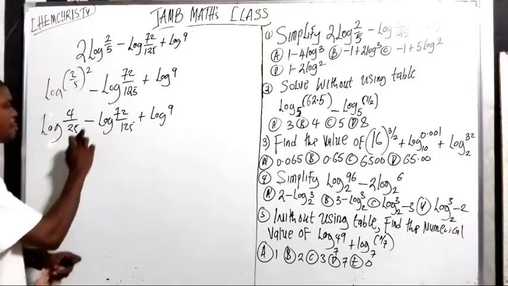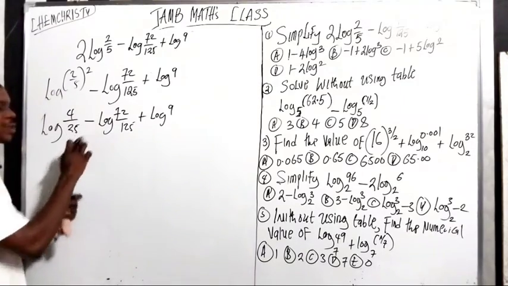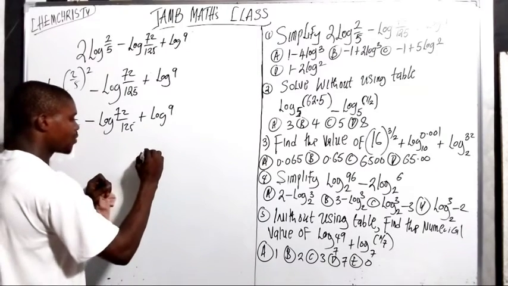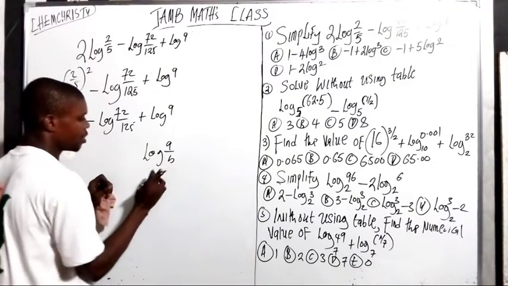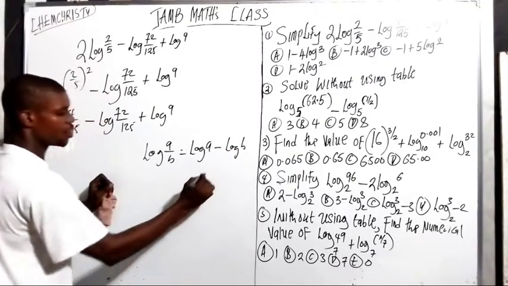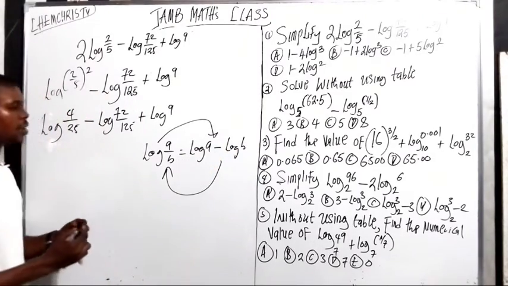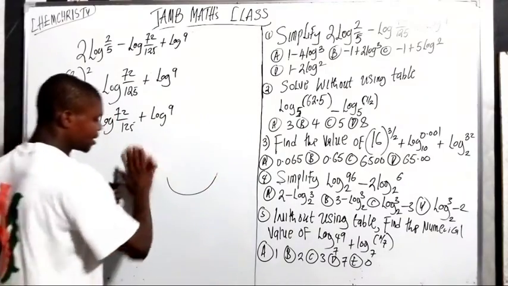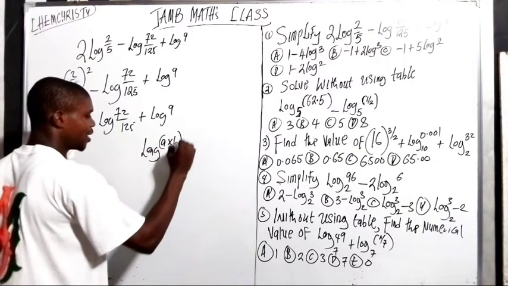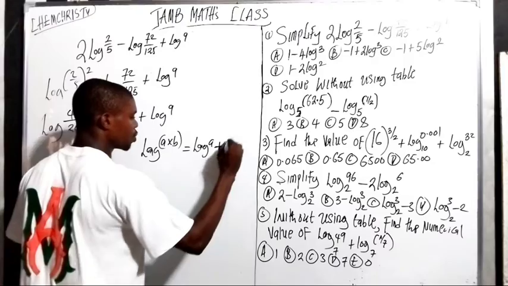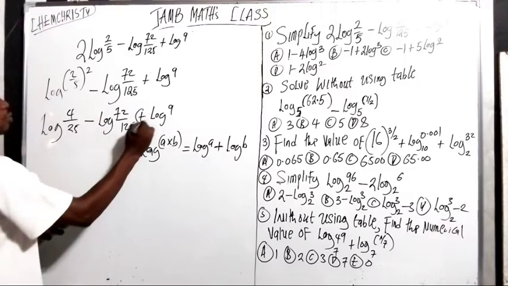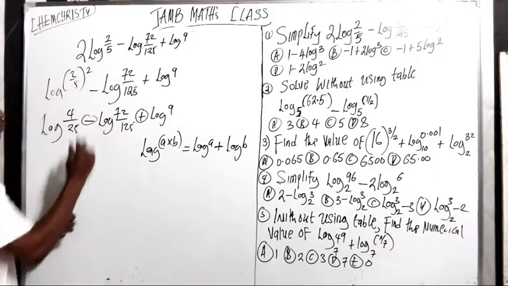Now in logarithm, when you're combining them together, minus means division, plus means multiplication. Do you understand? Because log A over B is the same as log A minus log B. So this is also the same as this one here. And if you have something like log A times B, it is the same as log A plus log B, right? So in logarithm, plus is multiplication, minus is division.